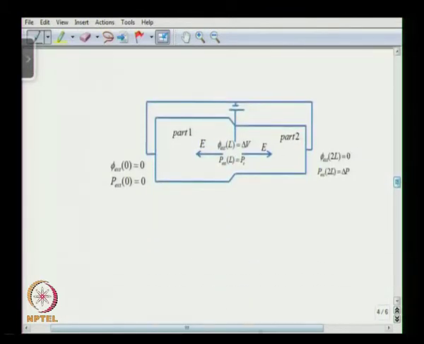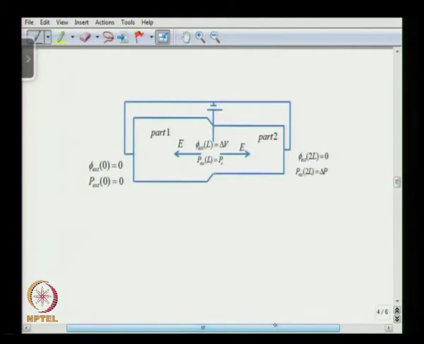So what we see here is a cascade electroosmotic micropump. We call it cascade electroosmotic micropump, okay. So we have a section of the channel, okay, part 1 and part 2.